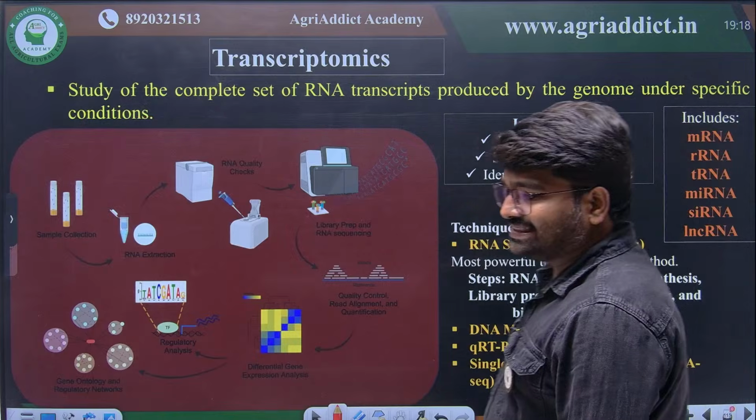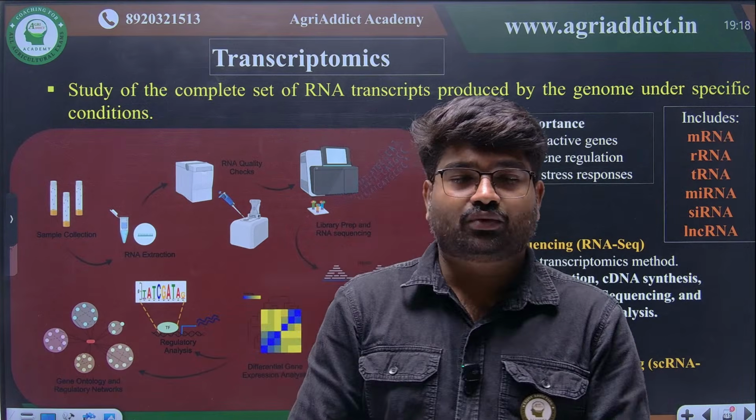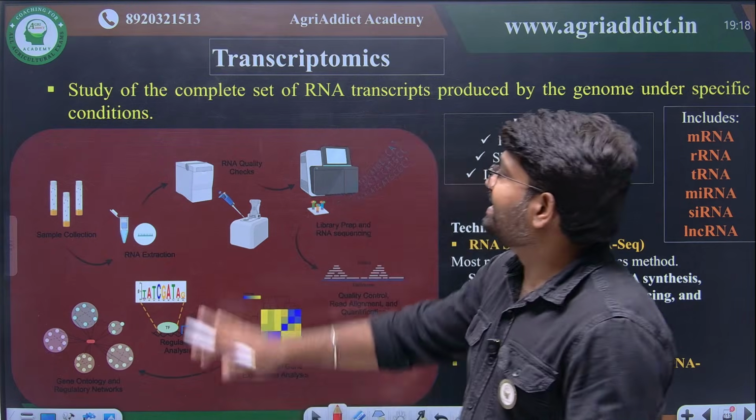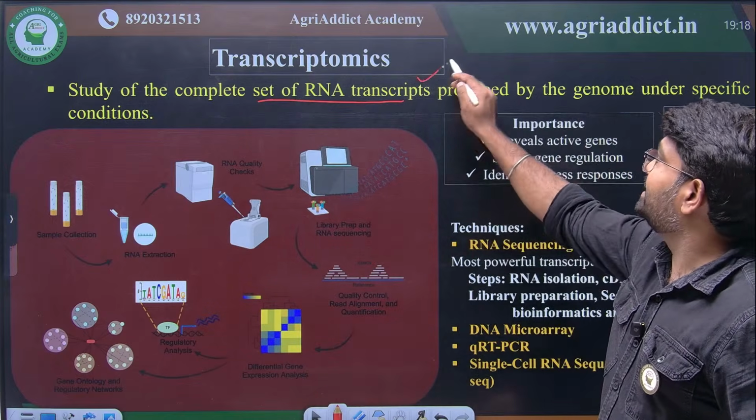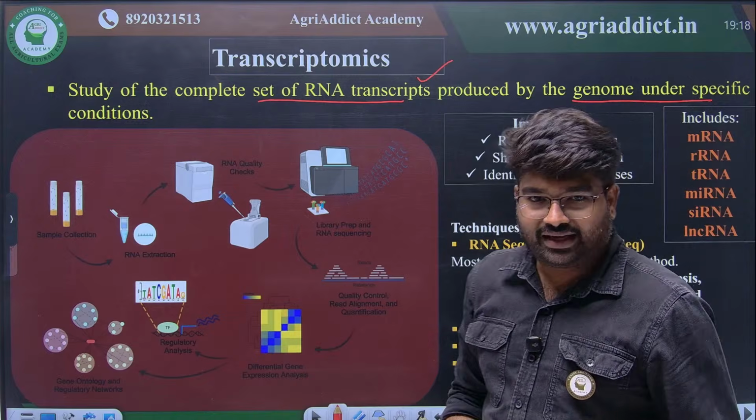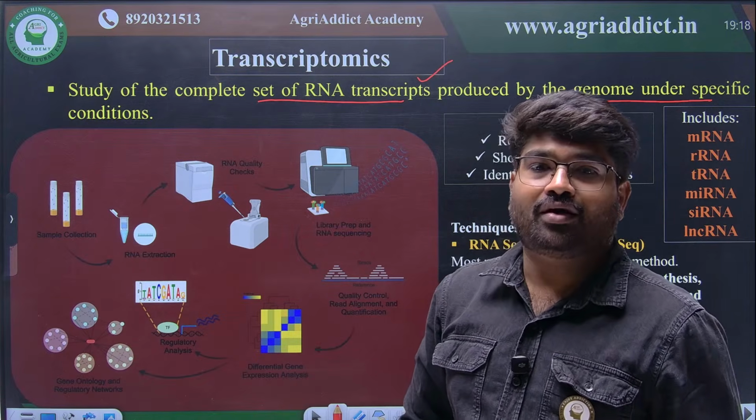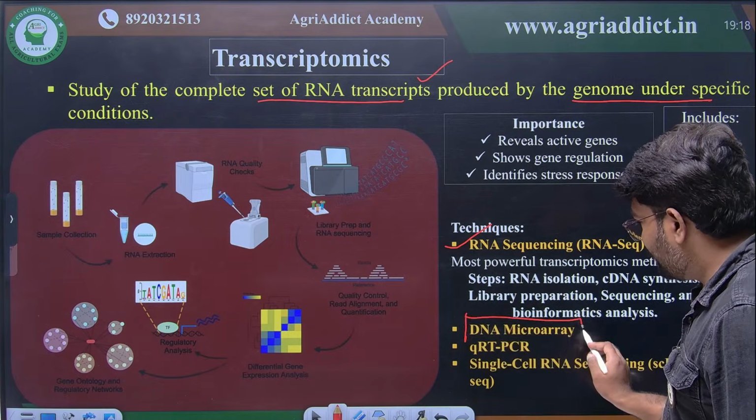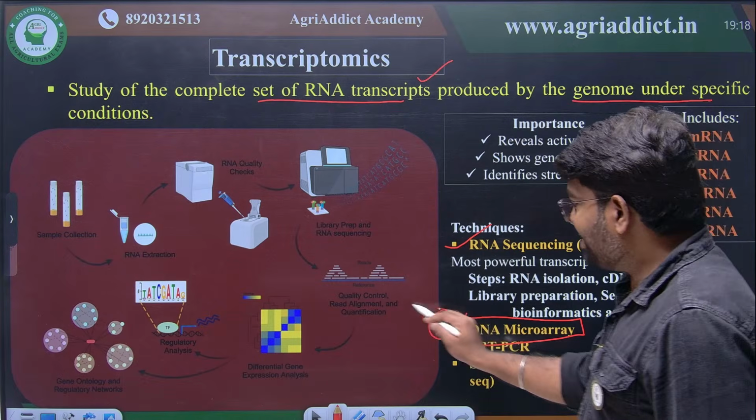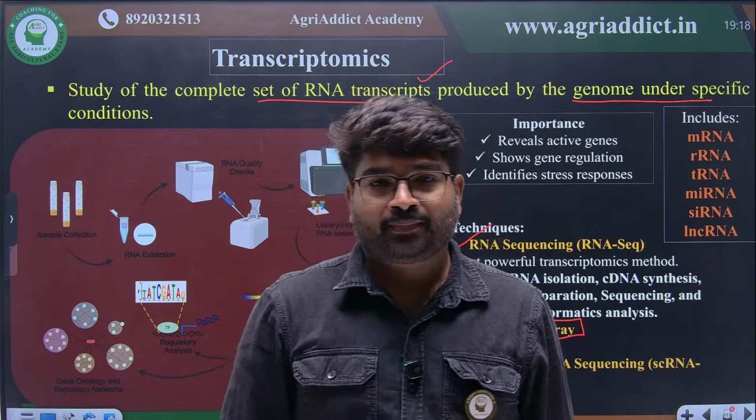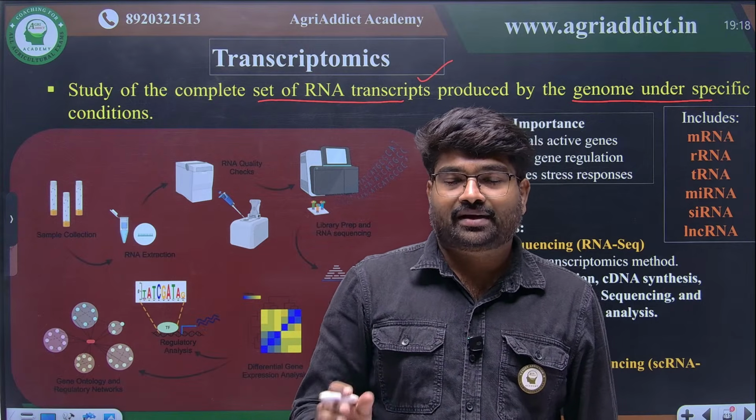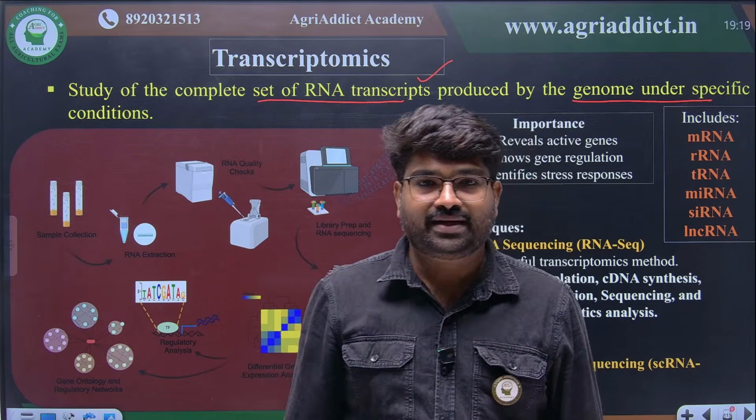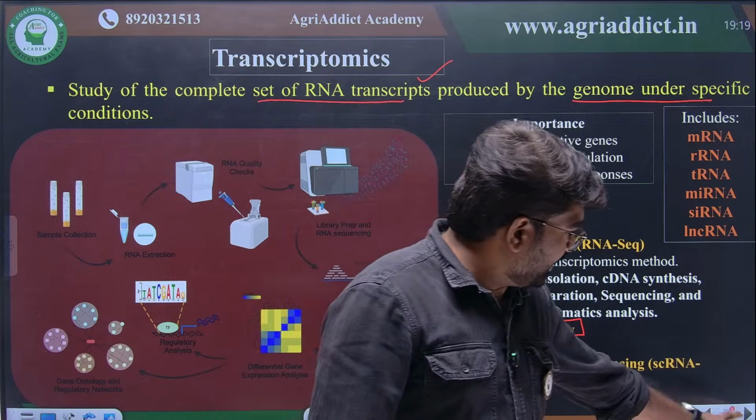Then transcriptomics, this we have already seen. Transcriptome means the expression of genes, how the RNAs are produced. That we can study: the complete set of RNA transcripts produced by the genome under specific conditions. Here the key thing they will ask is the RNA sequencing technique we can use. DNA microarray, this is the key thing they will ask. DNA microarray is specifically used for transcriptomics. That means differential expression of genes between genotypes under specific conditions can be studied by DNA microarray.